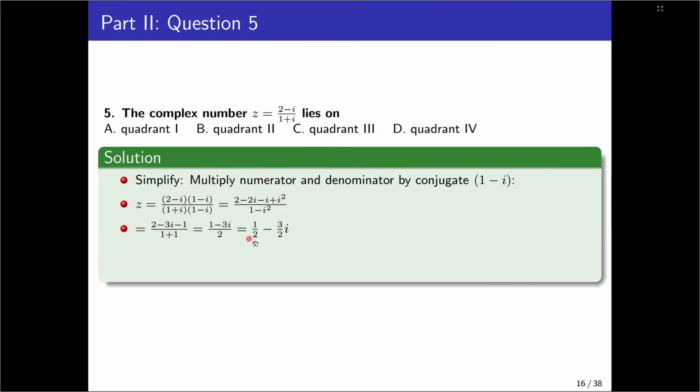Therefore, the real part of this complex number is positive, and its imaginary part is minus 3 over 2, which is negative. Whenever the first coordinate is positive and the second coordinate is negative, this is the property of the fourth quadrant, so the complex number lies in the fourth quadrant, therefore the answer is D.